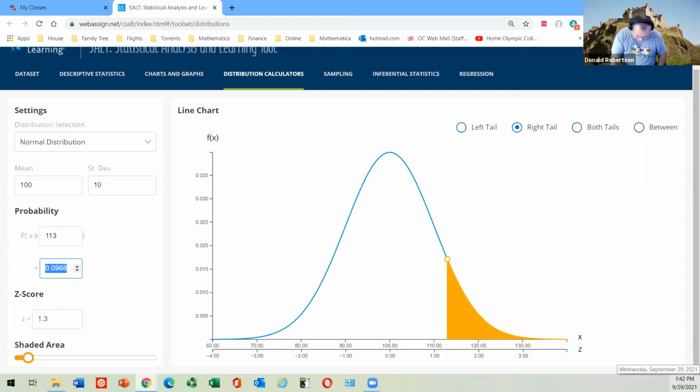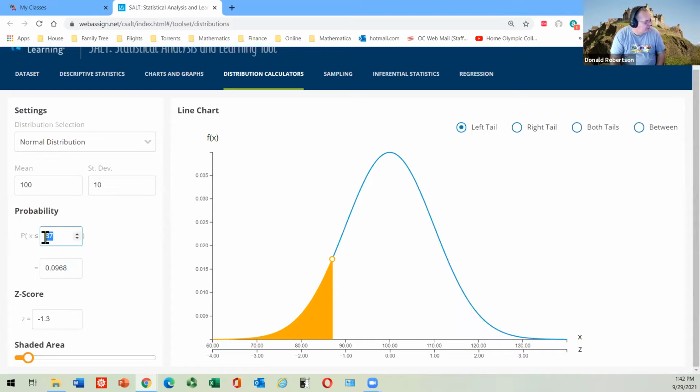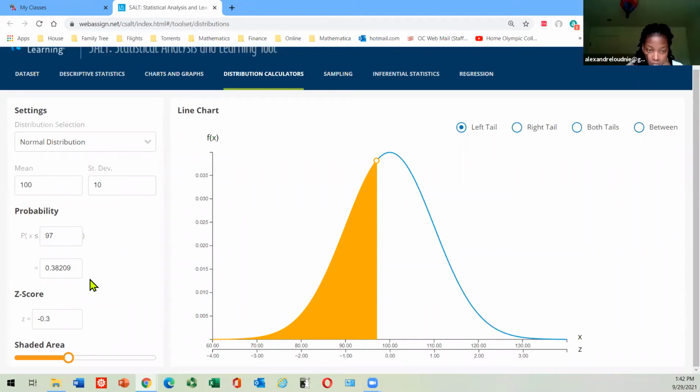Suppose I would like less than 97. Well, left tail, go over here, change this to 97. And can you see that about 0.38209 as a proportion, or 38.209% if you want to go percentages, have an IQ less than 97.